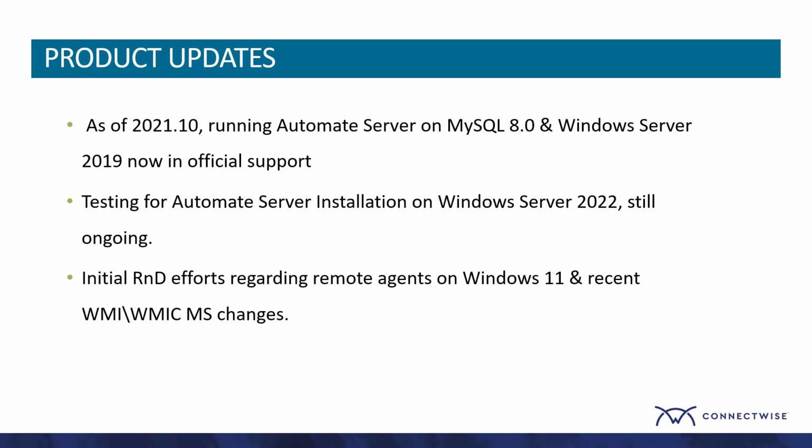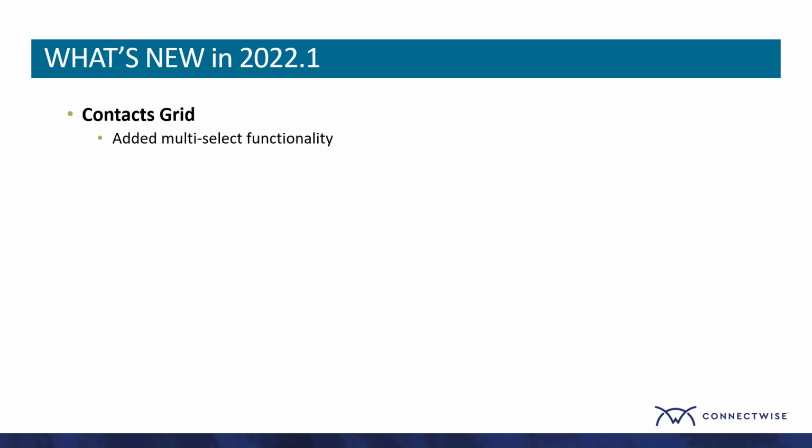More product updates for you. Again, going back to 2021.10, running the Automate server on MySQL 8.0 and Windows Server 2019 are now in official support. We are currently testing installing the Automate server on Windows Server 2022, and we have begun R&D efforts regarding installing the Windows agent on computers running Windows 11, as well as addressing recent changes to WMI and WMIC. New in this build will include multi-selecting contacts from the contacts grid in our Web Control Center.